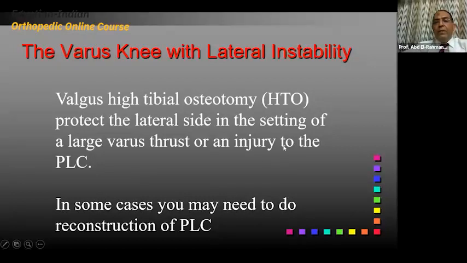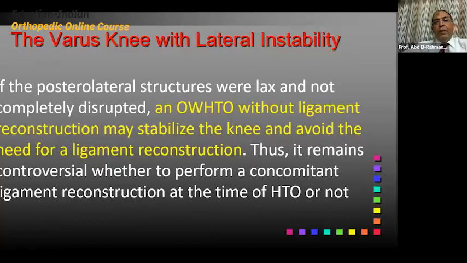In varus knee with lateral instability and peripheral ligament injury, valgus high tibial osteotomy protects the lateral side in the setting of large varus thrust or an injury to the PLC. In some cases, you may need to do reconstruction of the PLC. If the patient has varus thrust and lacks the posterolateral structures, consider reconstruction of the PLC in combination with the high tibial osteotomy.